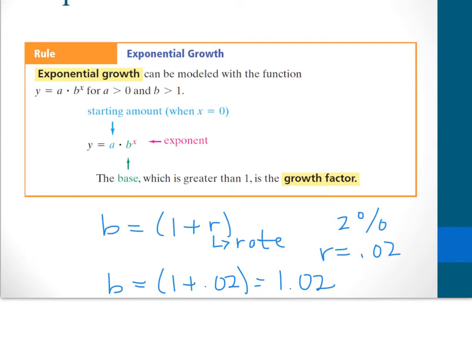Now the a is usually whatever your initial amount is. So if you're looking at an initial population of, let's say, 1 million, and you have a 2% growth rate, your initial amount for a is going to be the 1 million, and then the b would be that 1.02 for the growth rate, and then typically the x would be some amount of time that it's going to be growing over.